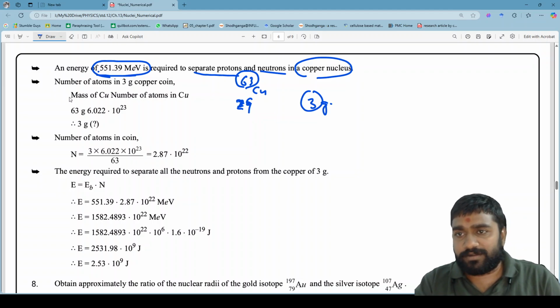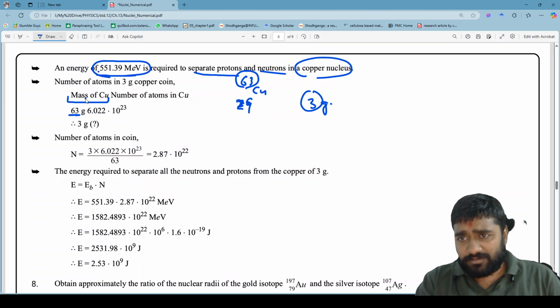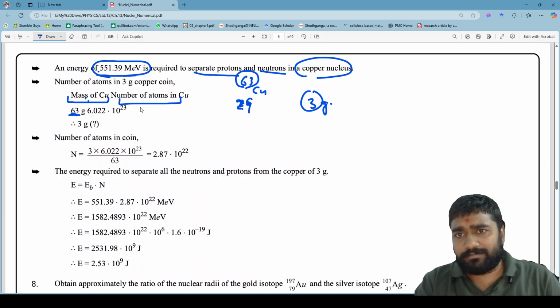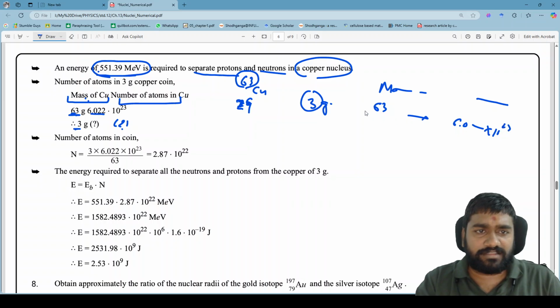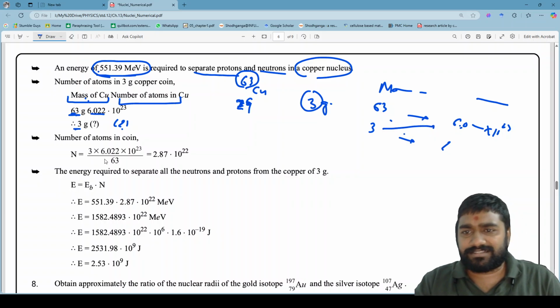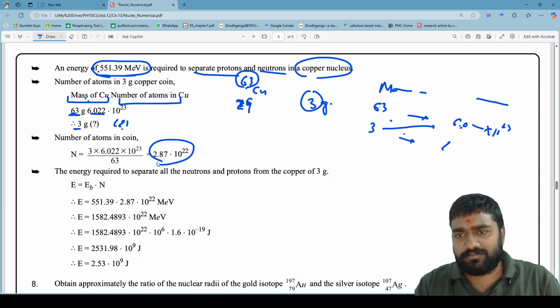So we have a standard format for that. Mass of copper, which is 63 gram. In mass of copper 63 gram, number of atoms is equal to Avogadro number. So 3 gram, how many atoms are in that? So we can write mass of copper is proportional to number of atoms in copper. So mass is 63 gram, 6.023 into 10 raised to 23. Then how much for 3 gram? So multiply 3 into Avogadro number upon 63. So we'll get number of atoms is equal to 2.87 into 10 raised to 22 atoms.